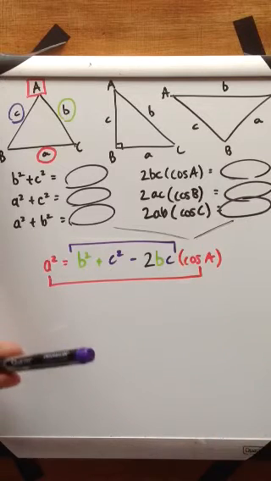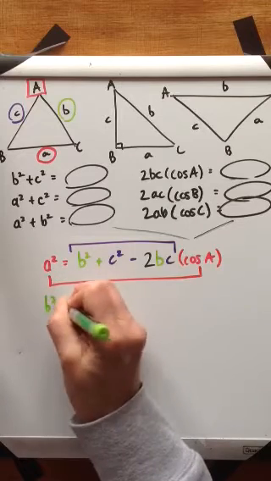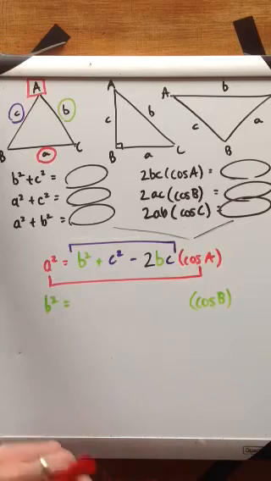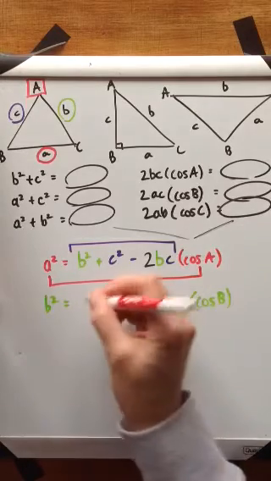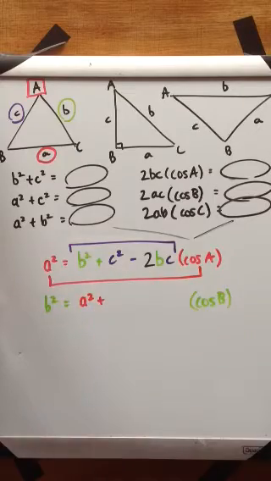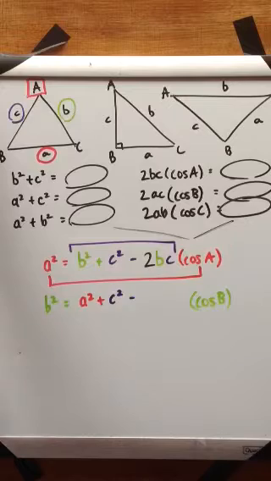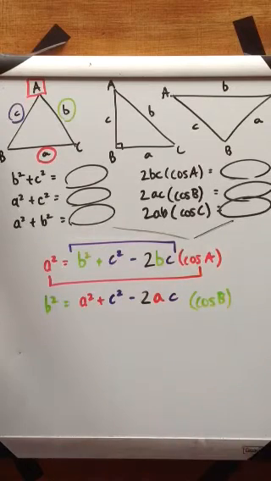So if we recognize that pattern, we can do a similar idea for any other side. We could say, for example, hey, b squared is equal to, we could put cosine B on the outside, and then we could put the remaining 2 sides on the inside. So we'd be left with a squared plus c squared minus 2 times ac, or ca, doesn't matter when we're multiplying, and that would be multiplied by cosine B.